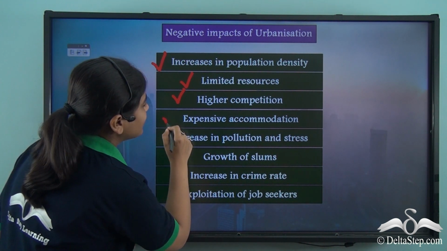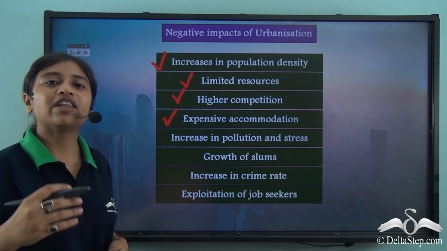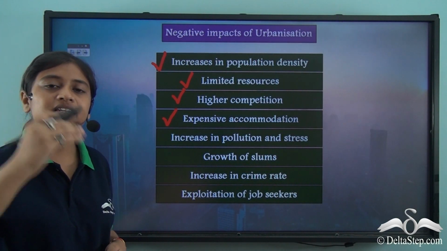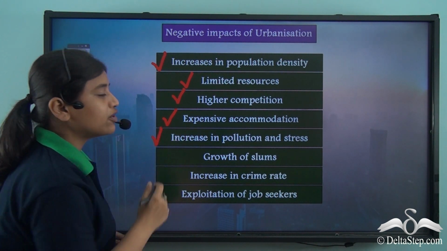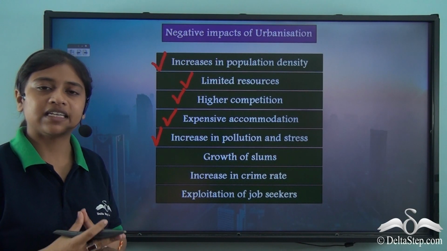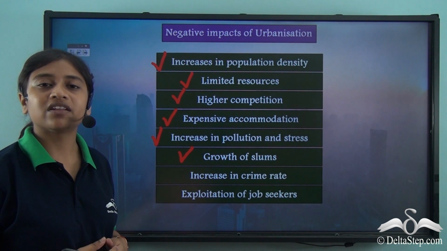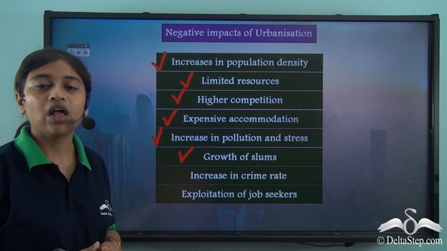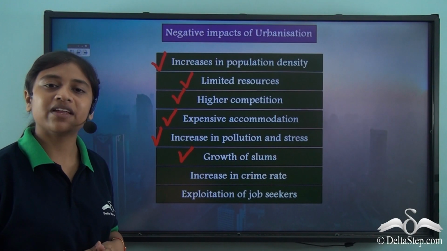We also have expensive accommodation. Due to limiting of resources, the value of land increases to a great extent, which makes accommodation very difficult. Then we have an increase in pollution and stress due to traffic congestion and inefficient waste management techniques. We have growth of slums. Dharavi slum, being one of the largest slums in India, is a very good example where the government needs to put full focus and work towards improving these slum areas.